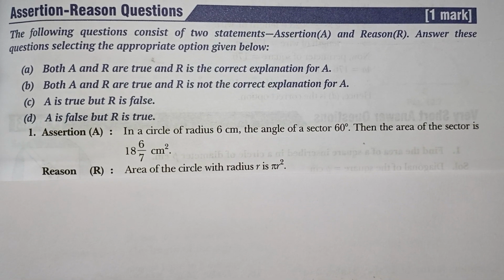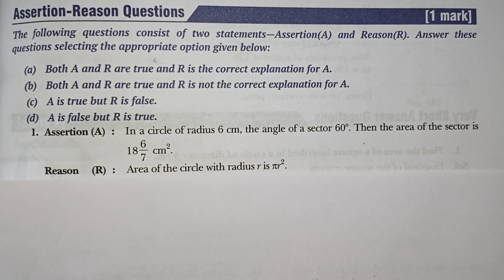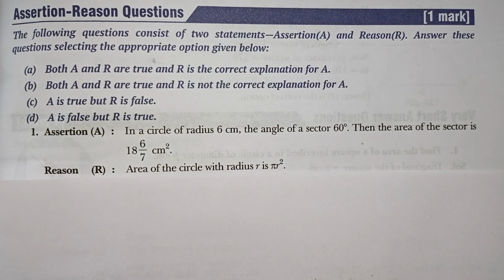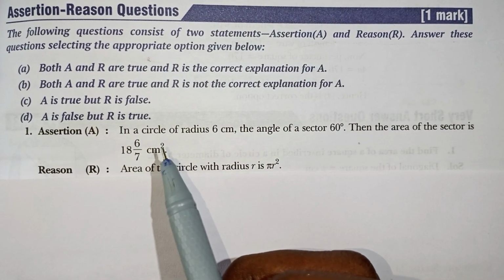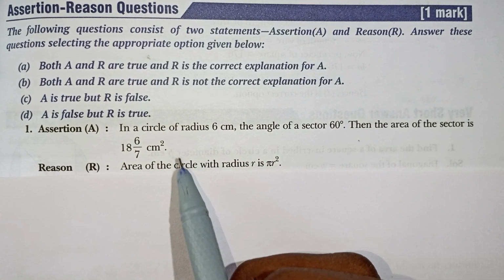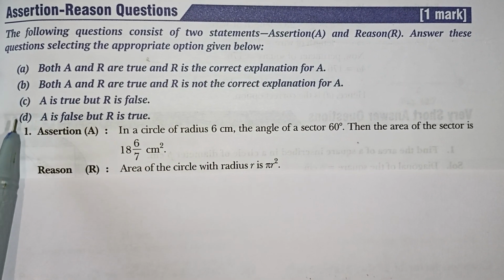Hi students, in this video we are going to learn assertion reason questions from the circle chapter. Assertion reason means two statements will be given to us. First we have to find whether each is true or false. Then we have to choose any one of the options.